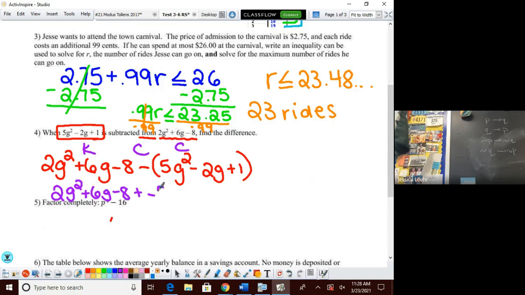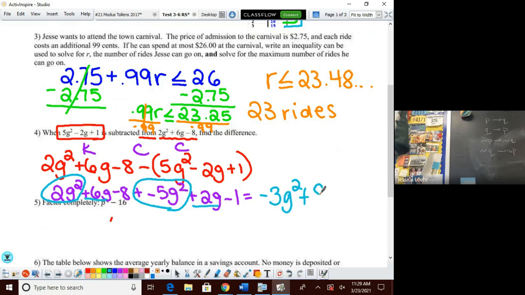5g squared is now negative 5g squared. Negative 2g is now positive 2g. Positive 1 is now negative 1. And then I'm combining like terms. The first pair of like terms are 2g squared plus negative 5g squared. That's negative 3g squared. Then I have 6g plus 2g, which is 8g. Then I have negative 8 minus 1, which is negative 9. My final answer is negative 3g squared plus 8g minus 9.